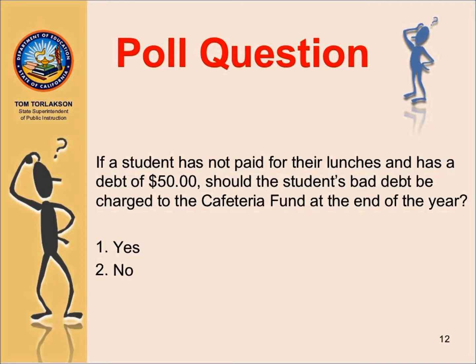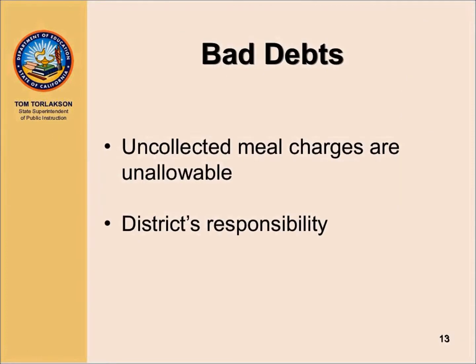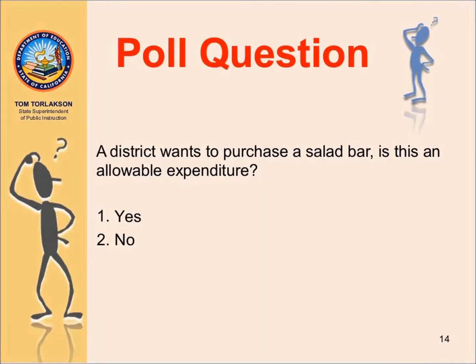The answer to the question is no. Bad debts for uncollected meal charges are unallowable. Title 2 CFR, Part 225, Appendix B, Item 5, Bad Debts, states, bad debts, including losses, whether actual or estimated, arising from uncollectible accounts and other claims, related collection costs, and related legal costs are unallowable. Therefore, the charges for any uncollected debt would be the district's responsibility.